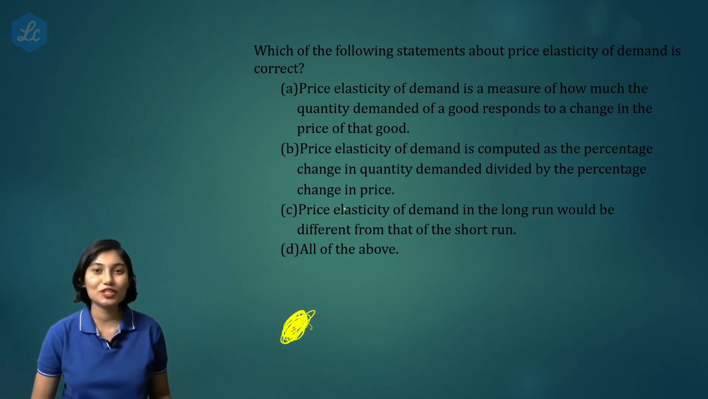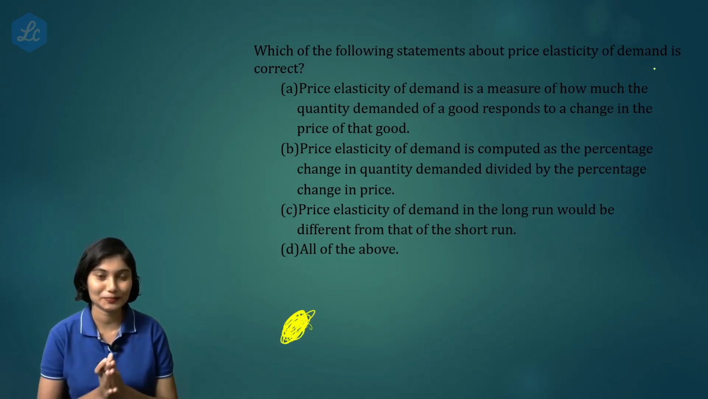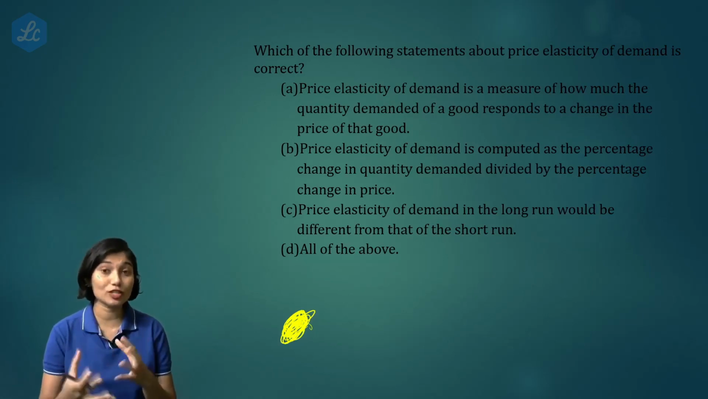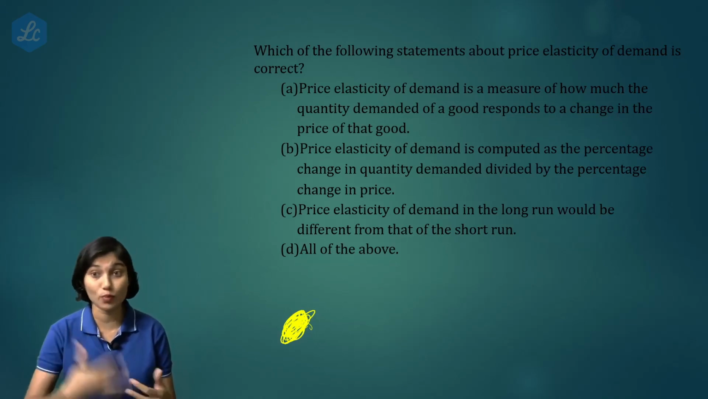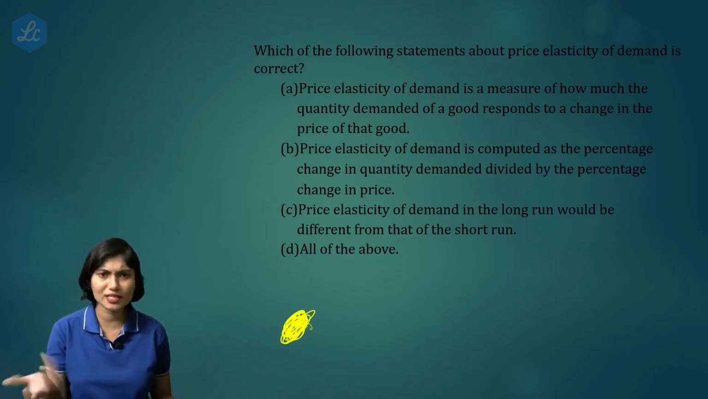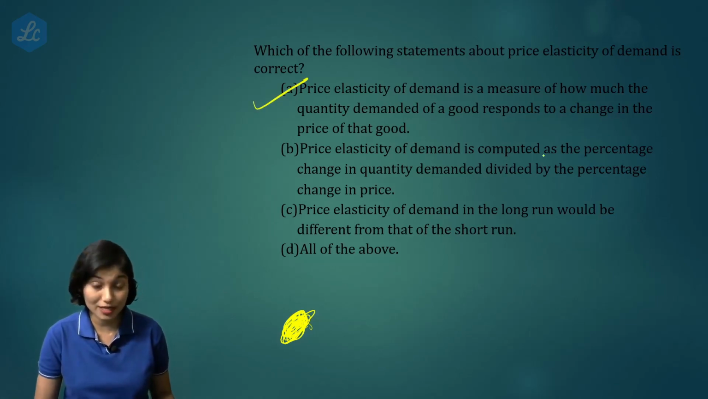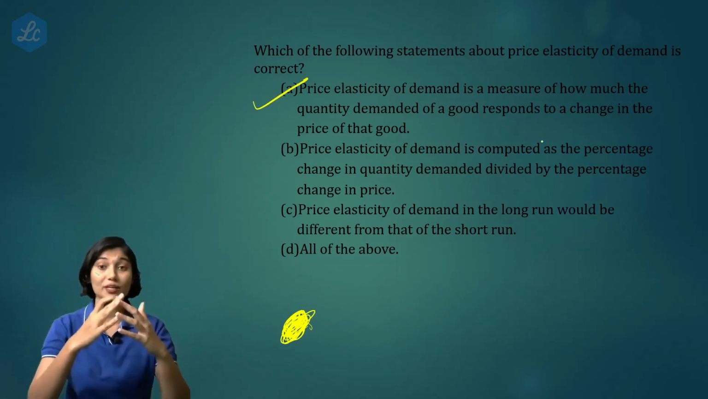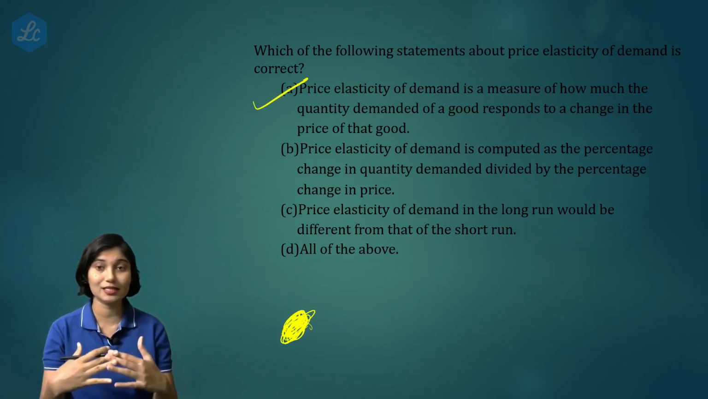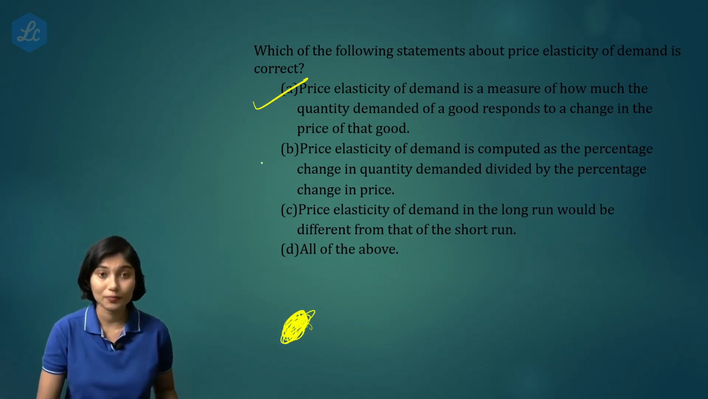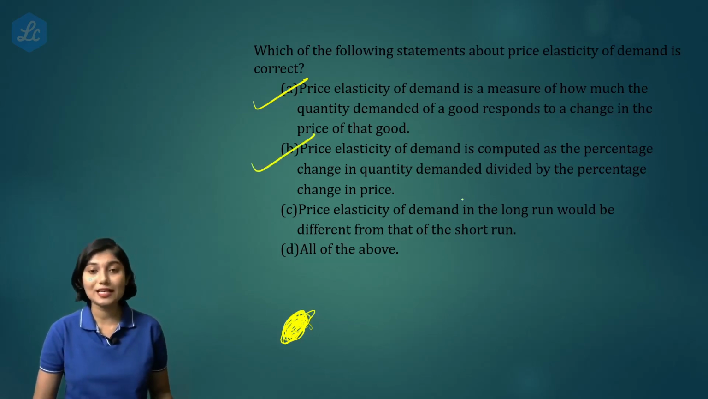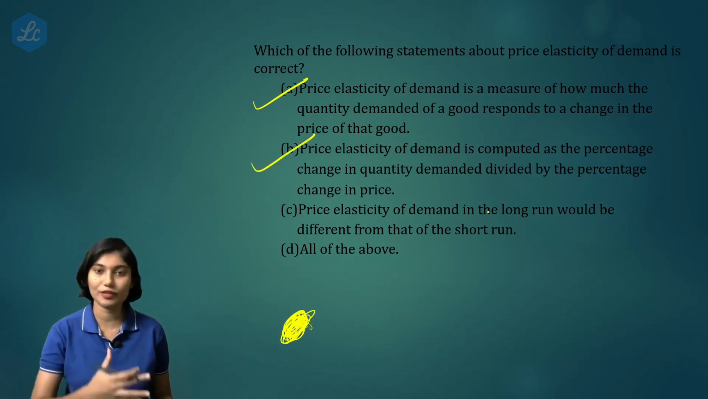Okay. Which of the following statements about price elasticity of demand is correct? Price elasticity of demand is a measure of how much quantity demanded of a good responds to a change in the price of a good. Is this right? Yes, this is right. Price elasticity of demand is computed as the percentage change in quantity demanded divided by percentage change in price. Yes, that is the formula, right? This is also right.